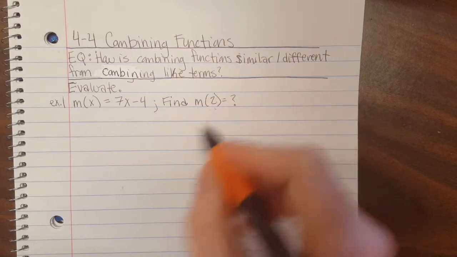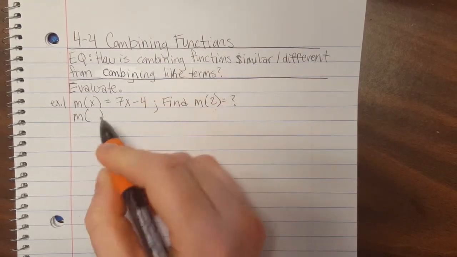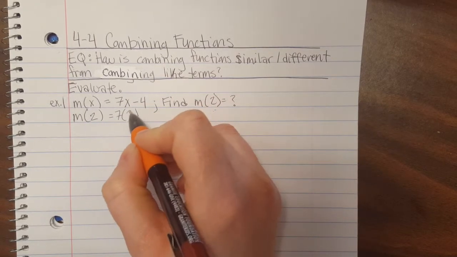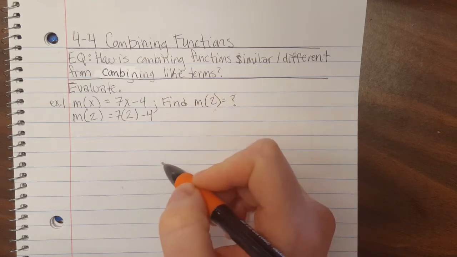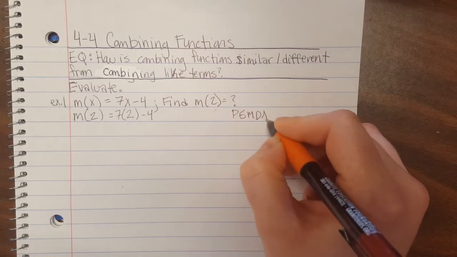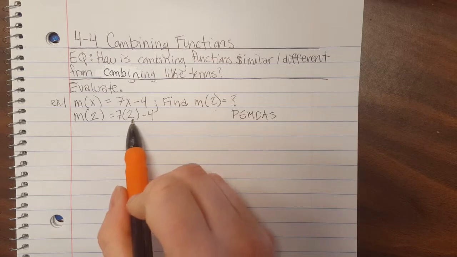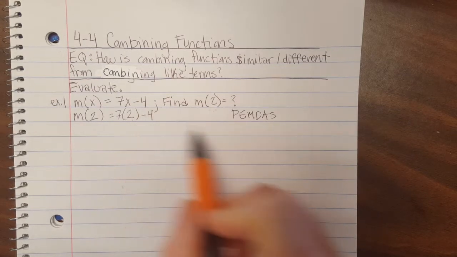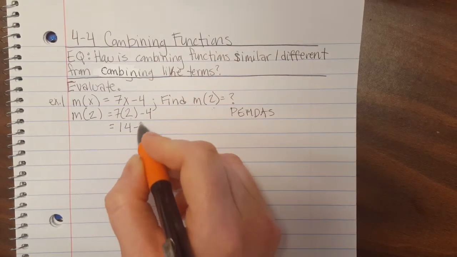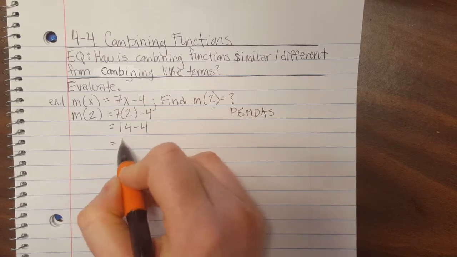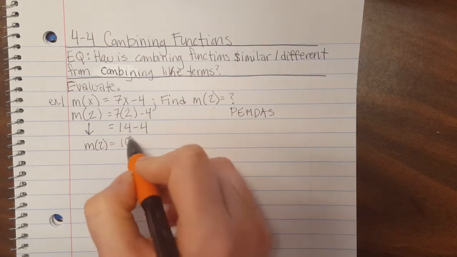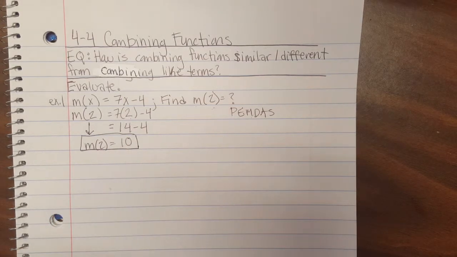So all we do is take the 2 and plug it in. So instead of the x, we now write m of 2 equals 7 times, instead of the x, we now write 2, minus 4. Then we have to follow PEMDAS. Please excuse my dear Aunt Sally to simplify. So inside the parentheses, there's nothing to do. There's no exponents, so the next thing on the list is multiplication. 7 times 2 is 14. 14 minus 4 is 10. And bring down m of 2. It's not m times 2, it's m of 2, evaluated at 2 equals 10.